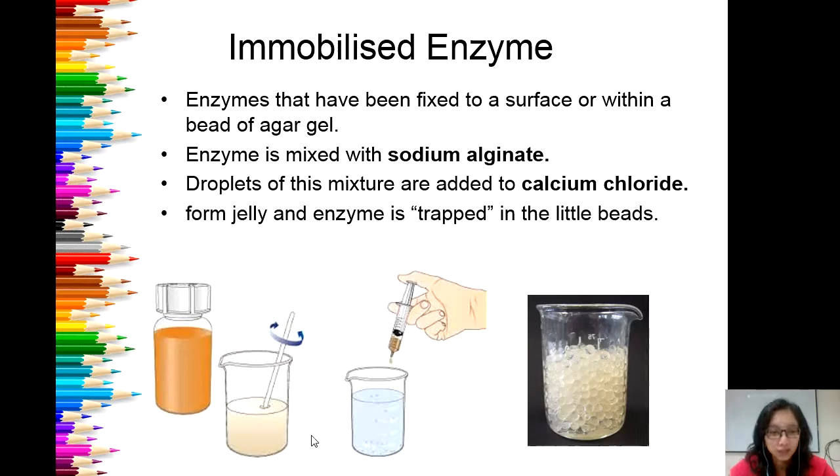The enzyme solution is mixed with sodium alginate solution. Sodium alginate gives a gel-like structure. When the enzyme is mixed with sodium alginate solution, droplets of this mixture are added with a syringe, one by one, into calcium chloride solution. The calcium chloride will harden the gel. So the gel with the enzyme trapped inside will look like this. This is the alginate gel containing the enzyme.